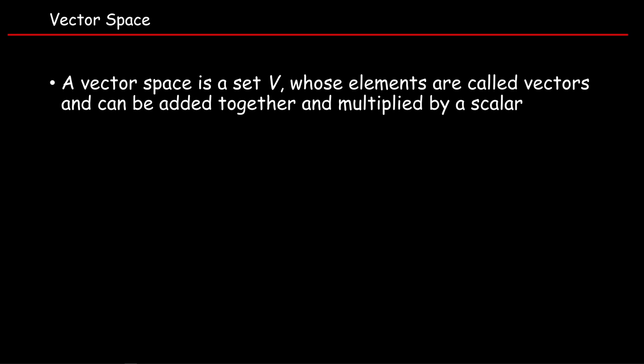So a vector space is a set V. It could be any letter, but usually denoted as capital V, whose elements are called vectors. You've heard that before. And that can be added together and multiplied by a scalar. In other words, a vector space is just a set that follows these conditions, which can be added together or multiplied by a scalar. That means that all vector spaces are sets, but all sets are not necessarily vector spaces.